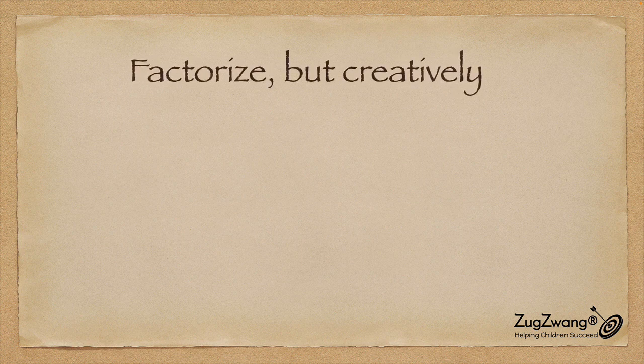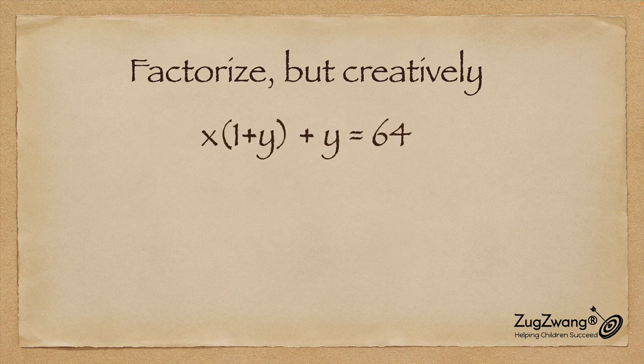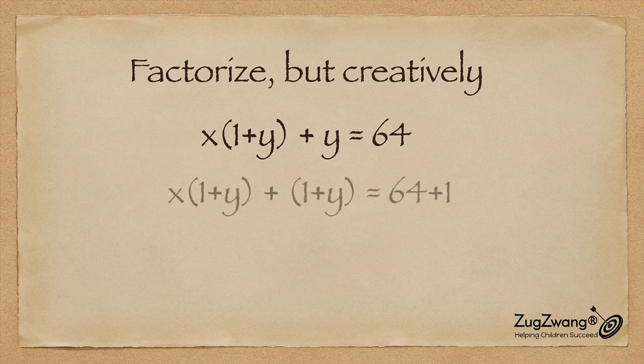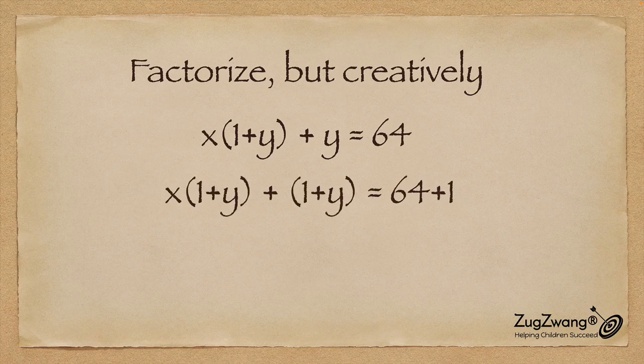So let's take this further. The answer seems to lie in factorization. So we need to factorize again, but this time do it more creatively. Look at what's common between the first term now on the left and y. You might see that there's nothing common between them except for the y, but of course they're not the same term. So that's where the creativity comes in, where you say, okay, how can I make it common? You can make it common by adding 1 to both the left-hand side and the right-hand side of the equation.